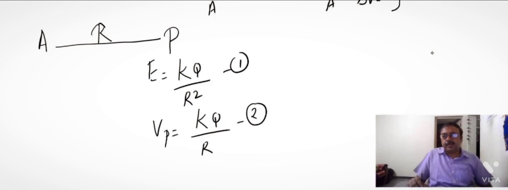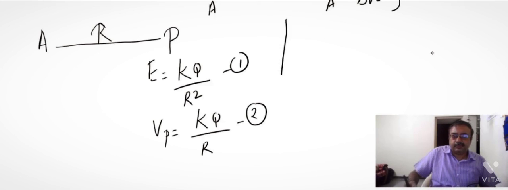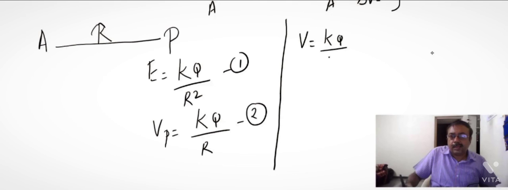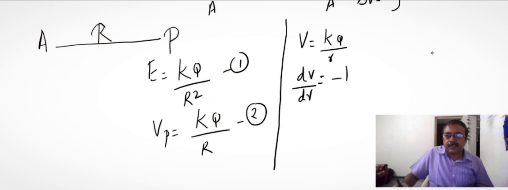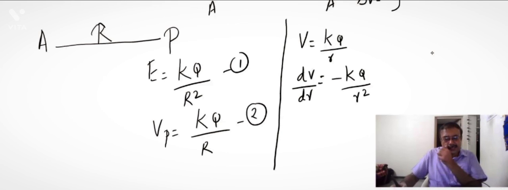Now the electric potential, I can say, is the integral of the electric field. Similarly, can the electric field be the derivative of the potential? That's what we have to see now. So we are just going to write V is equal to kq by r. Then we are going to differentiate this, dV by dr. So that will become minus kq by r square, since the differential of 1 by r is minus 1 by r square.